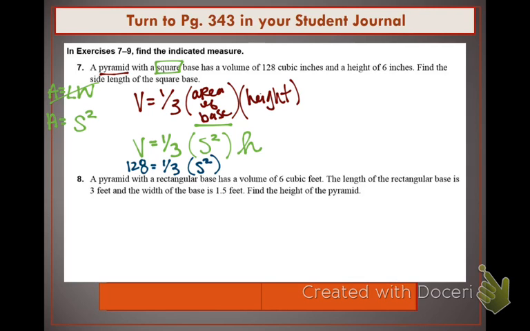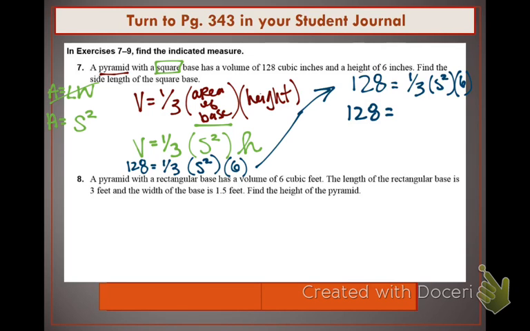And then what is the height? 6. So you plug everything in. I'm going to rewrite it up here because I don't have room. 128 equals 1/3 times S squared times 6. So you can definitely combine on the right. What's 1/3 of 6? 2. So 2 S squared. Is everyone okay? I just did 1/3 of 6. It's 2. Continue to solve for S squared.